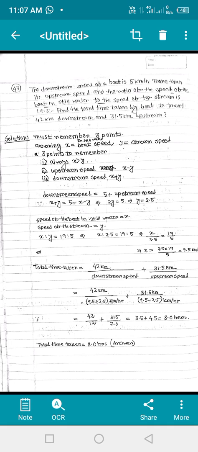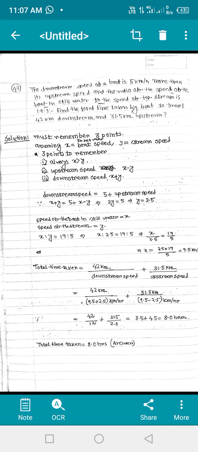Upstream speed must be x minus y. In the upstream case, the boat speed gets decreased by the stream speed, because it swims against the stream. And downstream speed, when the boat flows along the flow of the river, will be x plus y.